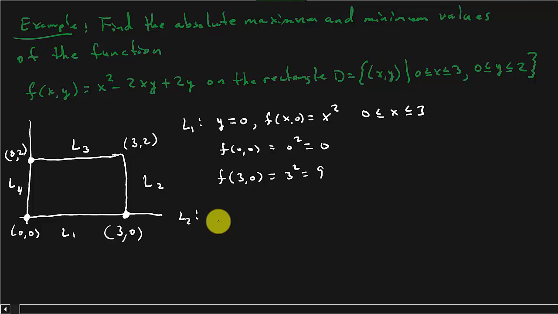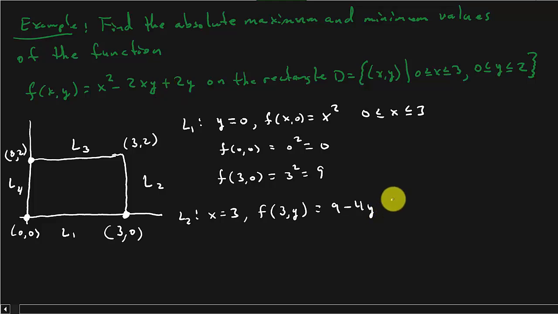Now let's look at L2. When we look at L2, this line here, you notice that x is 3. That's going to give me f of 3, y, right? I'm replacing the x with the 3. That's going to give me 9 minus 4y. All I'm doing is plugging the 3 in here. 3 squared is 9, 3 times 2 is 6, negative 6y plus 2 is negative 4.